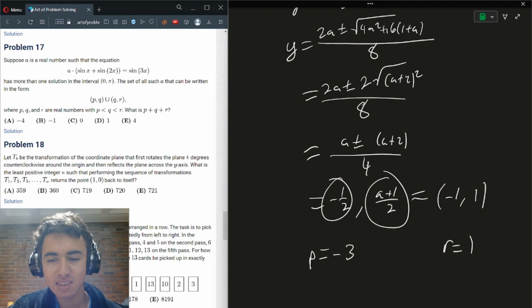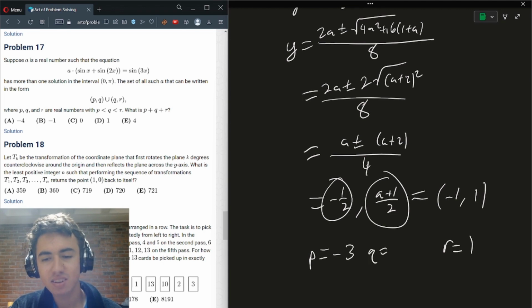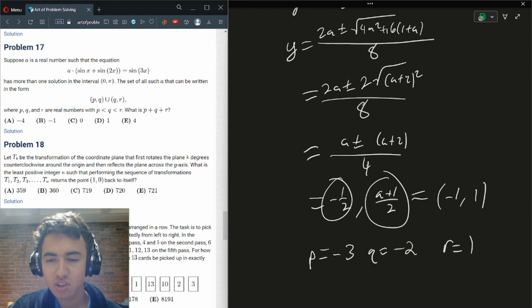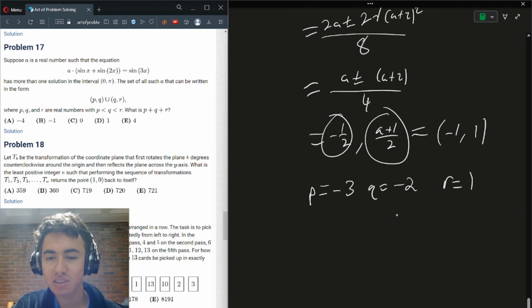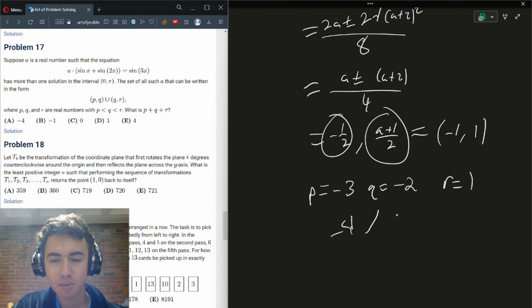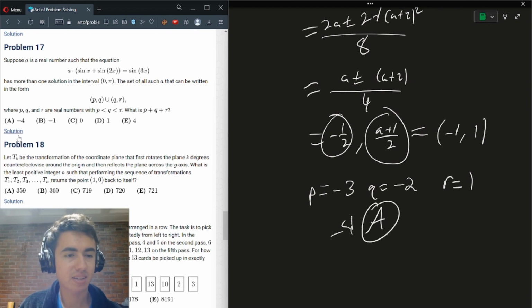Well, when is this the case? In other words, when q is. This case is when a is equal to -2, right? -2 plus 1 is -1, over 2 is -1/2, yeah. So now we can just take the sum of p plus q plus r, which is -4, and should be a. And let's make sure that is correct.